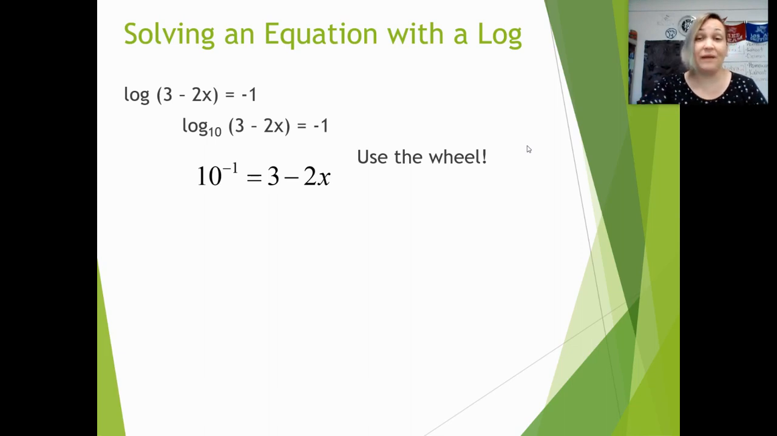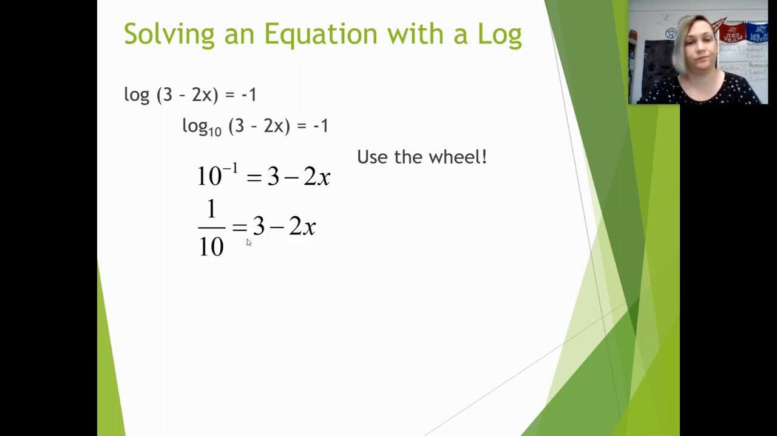The very next step after doing the wheel is always going to be to figure out what this thing turns into. So we've got 10 to a power. We should probably change that to a regular normal number. And again, that's always going to be your next step immediately after doing the wheel: evaluate the exponent. So 10 to the -1 means 1 over 10, or 0.1 would also be acceptable.